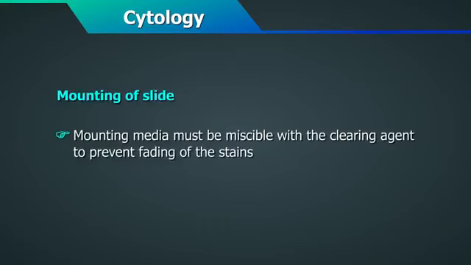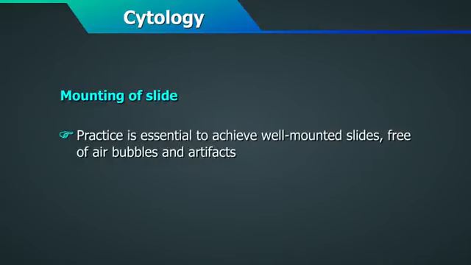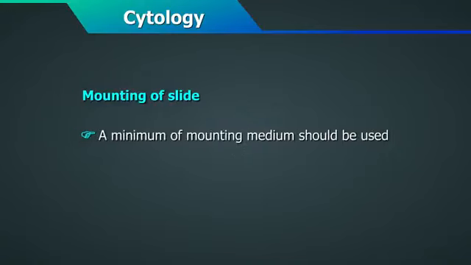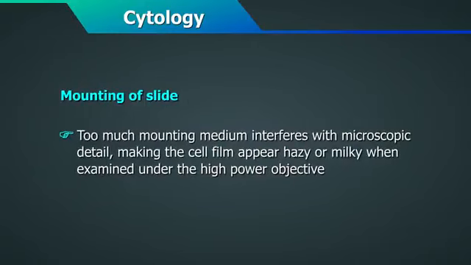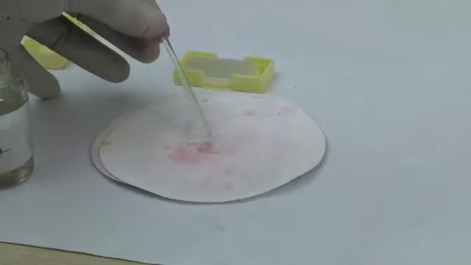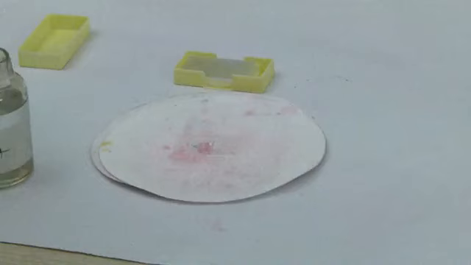Mounting of slide. The mounting media must be miscible with the clearing agent to prevent fading of the stains. Practice is essential to achieve well-mounted slides free of air bubbles and artifacts. A minimum of mounting medium should be used. Too much mounting medium interferes with microscopic detail, making the cell film appear hazy or milky when examined under the high-power microscope. The usual size of the cover slip for a cervical smear is 22 by 30 mm.